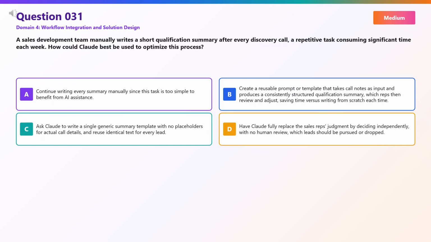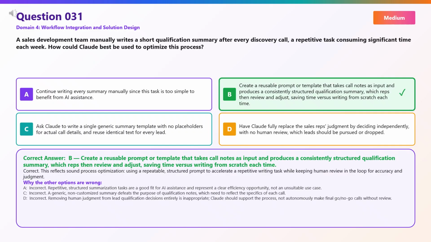Create a reusable prompt or template that takes call notes as input and produces a consistently structured qualification summary, which reps then review and adjust, saving time versus writing from scratch each time. This reflects sound process optimization, using a repeatable, structured prompt to accelerate a repetitive writing task, while keeping human review in the loop for accuracy and judgment.